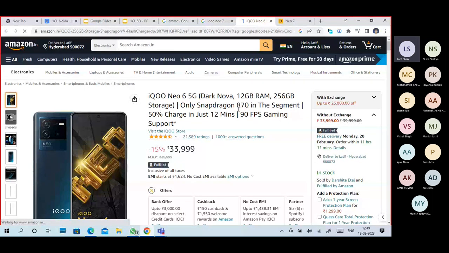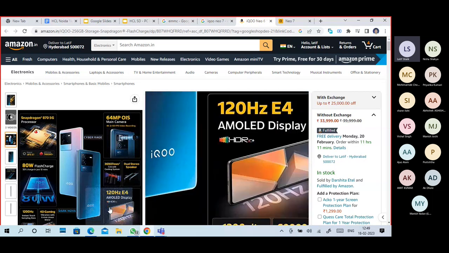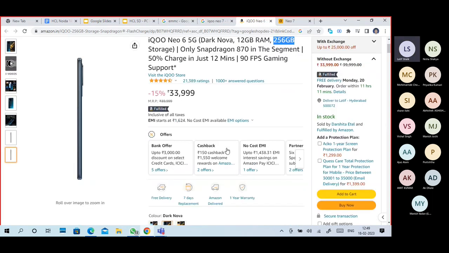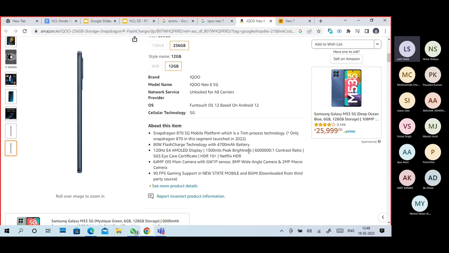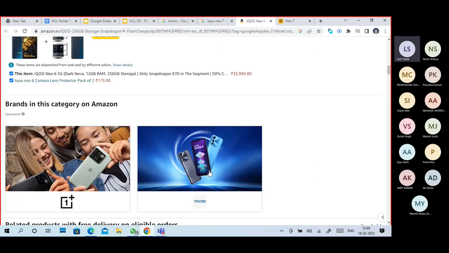So what is the internal memory? RAM is 12 GB, storage 256. What is meant by 256 storage? Internally we can store data up to 256. In olden days, to tell internal and external storage, they simply said RAM is 4 GB, ROM is 32 GB. RAM is 2 GB, ROM is 16 GB. RAM is 8 GB, ROM is something. It's not really ROM, guys, but they are giving it like that. Actually the data is stored in the eMMC.